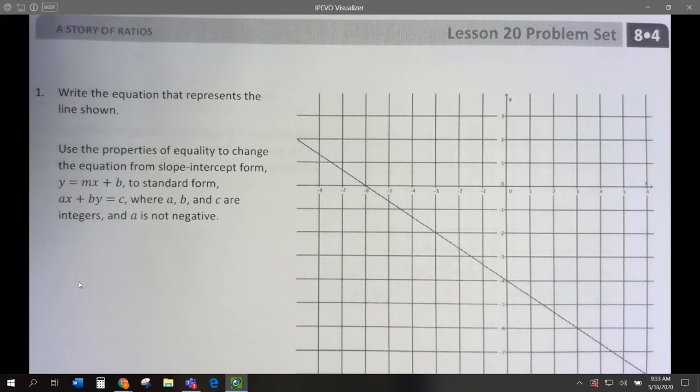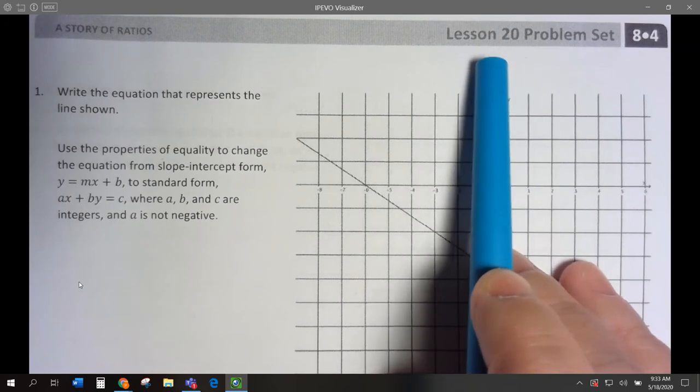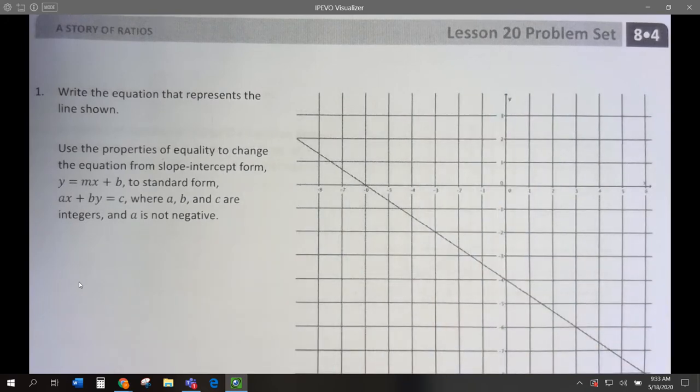Hello, 8th graders. Today we are doing Module 4, the problem set for Lesson 20. We are going to be taking graphs and writing the equations for them in slope-intercept form, and then taking slope-intercept form and converting it into standard form. So let's do a review.